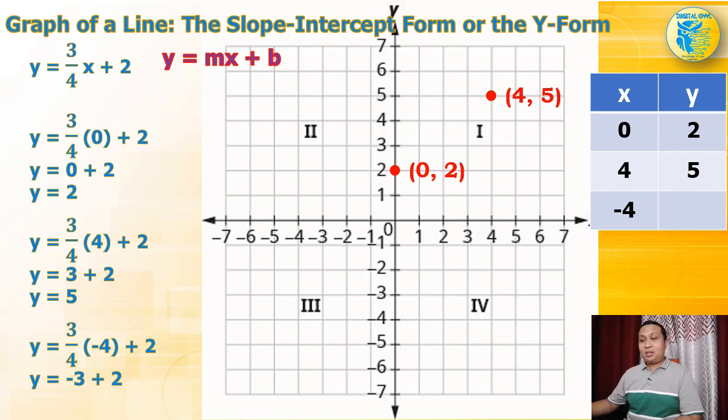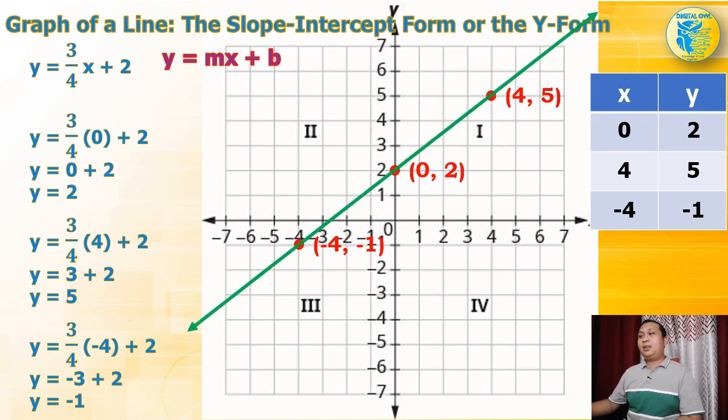And with negative 3, we still have that plus 2. Negative 3 plus 2 is negative 1. Therefore, if the value of x is negative 4, its corresponding value of y is negative 1. Then locate that on our Cartesian plane. There we have it, negative 4, negative 1. Finally, draw a line that passes through all those 3 ordered pairs, or those 3 points. That now is the graph of y equals 3/4 x plus 2.